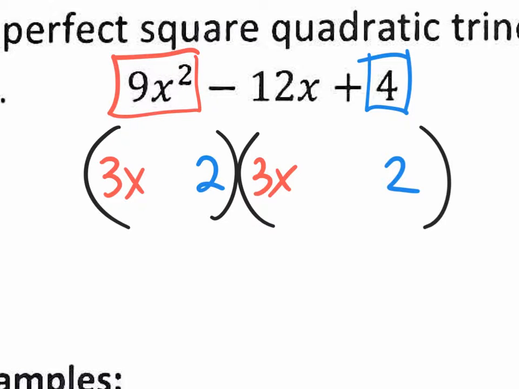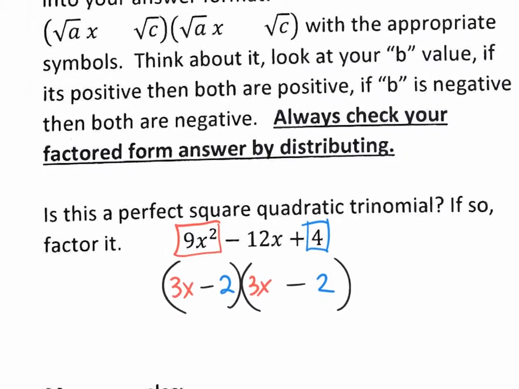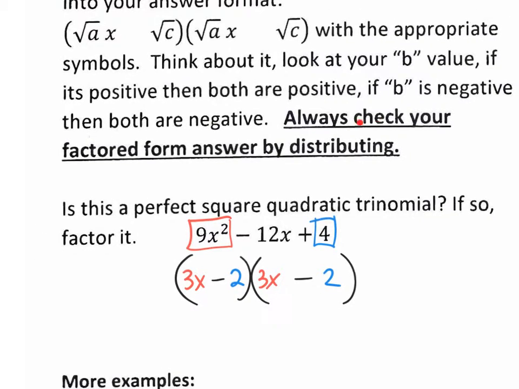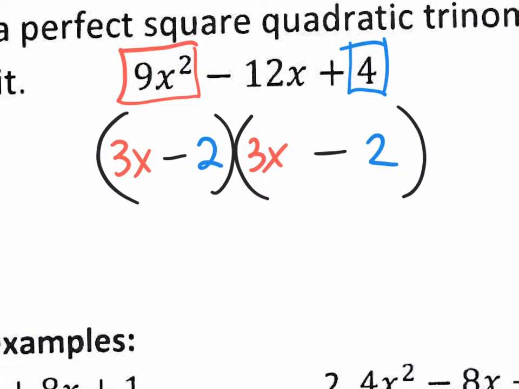Right? So let's put a minus here and a minus there. If they were opposites, if one was negative and one was positive, then they would eliminate. You wouldn't have this negative 12x. Let me just show you. As a matter of fact, once you put it in this format, you need to check it. Right here, the last thing I say on the notes: always check your factored form answer by distributing. So you have your factored form answer right there, but you need to distribute to see if it actually works.